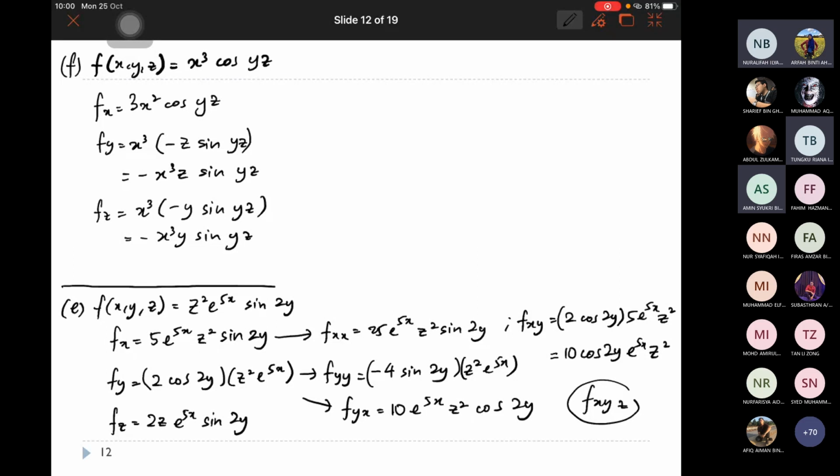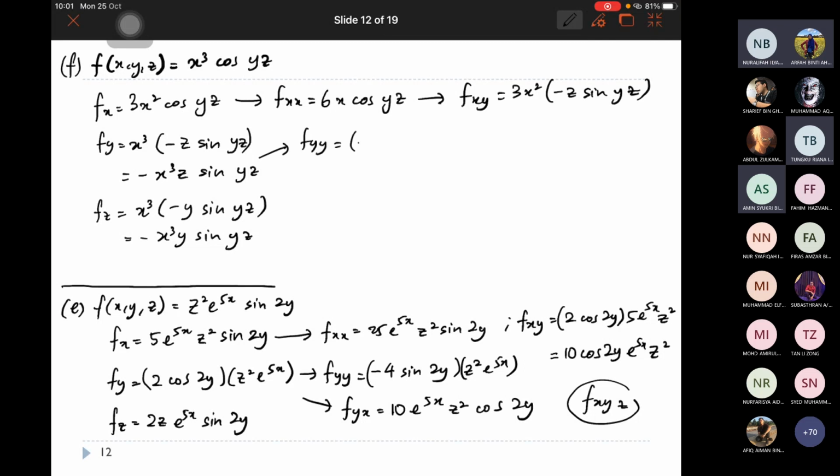So bezakan terhadap all of this one terhadap apa nama dia? Terhadap x. fxx. Kalau yang ini fxx akan jadi 6x cos yz. Okay. Then fxy dia akan jadi 3x squared. Yang itu akan jadi negatif z sin yz. Okay. fxy.